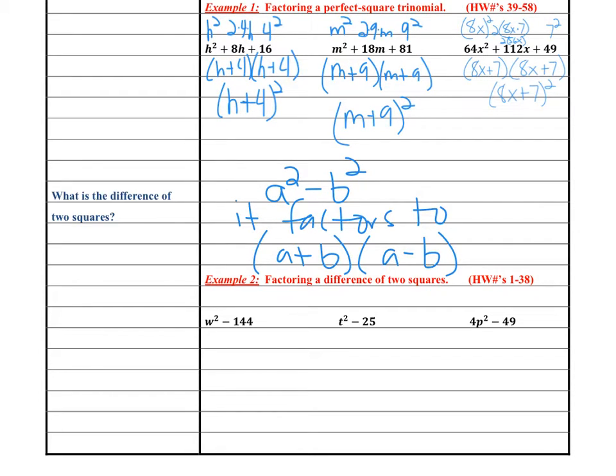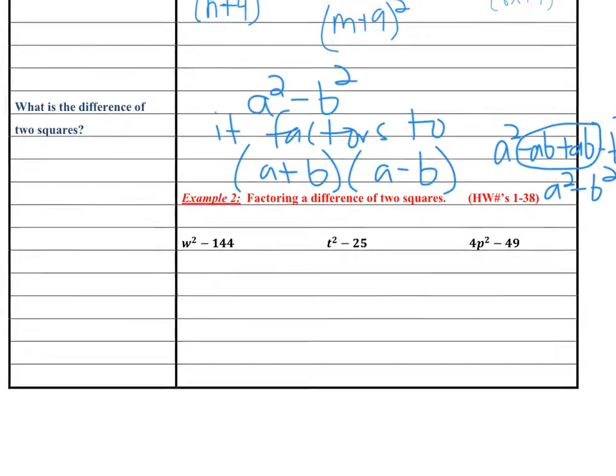Because when we double distribute that, that would give us a times a, which is a squared. Then it would give us a times negative b, so negative ab. Keep double distributing, we'd get b times a, or plus ab. And then plus b times minus b would be negative b squared. But these in the middle would cancel out, so it would say a squared minus b squared. So our shortcut would be a plus b times a minus b.